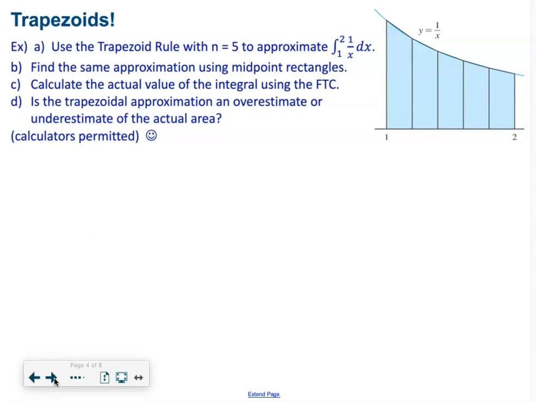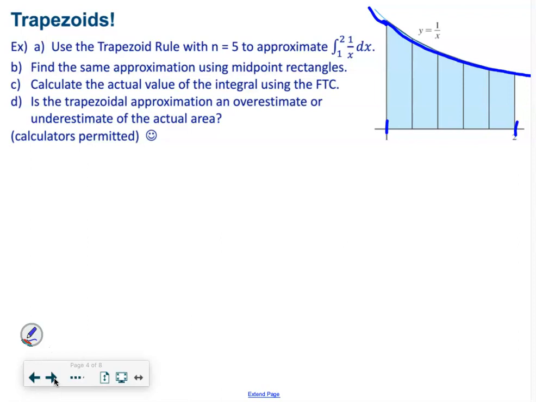Okay. So use the trapezoidal rule with n equals 5 to approximate the integral from 1 to 2 of 1 over x dx. So 1 over x dx is this lovely flowing function, right? Pretend that's pretty. Okay, from 1 to 2. And we are going to approximate this area by splitting it and using 5 trapezoids.